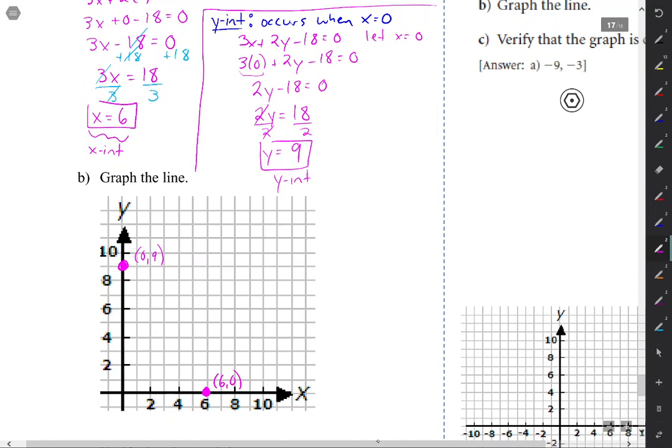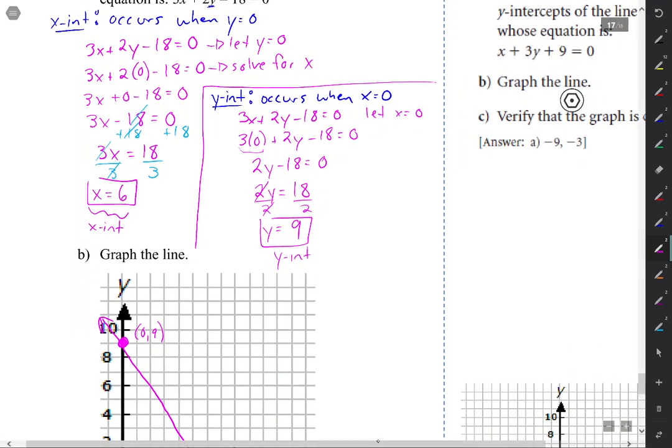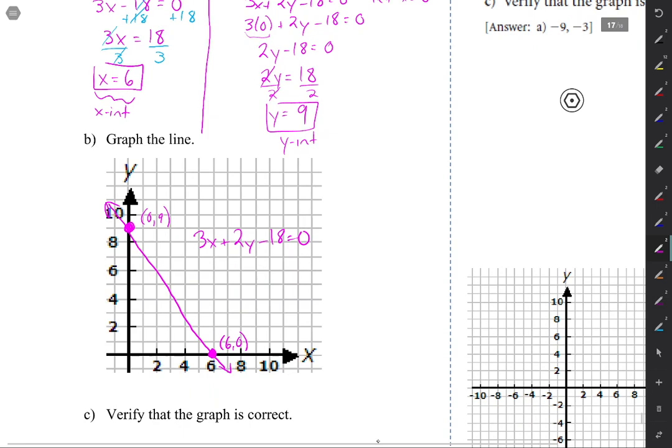And now let's graph the line. Well, let's connect these 2 points. So if you have a ruler, please use it. I don't have one on this software, so I'm going to try my best to graph this right through. And remember, this line's going to go on forever and ever. So make sure you have those arrowheads on the ends of the line, and it doesn't stop at those 2 points. And try to get into the habit of labeling the equation on the graph. So I'm just going to put here 3x plus 2y minus 18 is equal to 0. So we labeled our line, and we have 2 coordinate points there labeled as well.